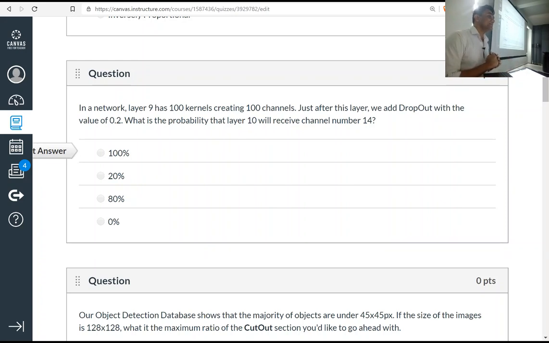There's no relation. We are not dropping the channel. Is this clear? Full channel is going to come in. We are not dropping a channel. This is not spatial dropout. This is dropout, which means in a channel I'm going to be dropping some pixels. If this was a spatial dropout, then the answer is going to be 20%. Sorry, 80%. Good. Any question on this?